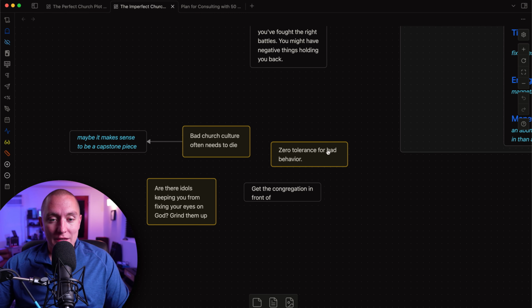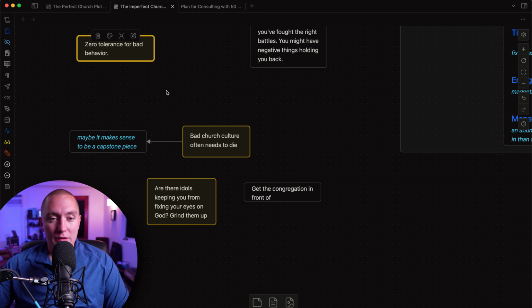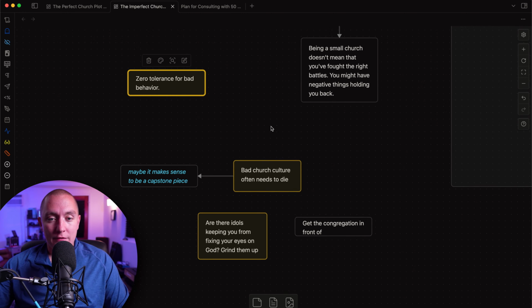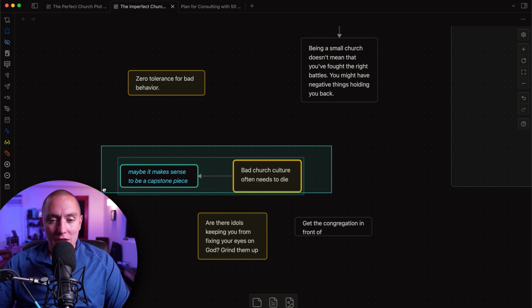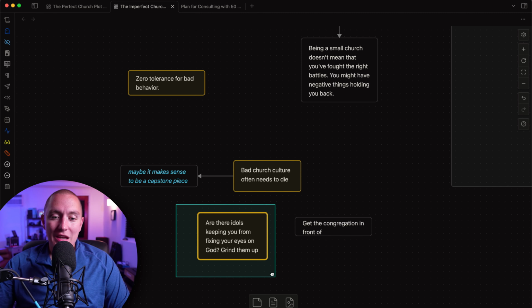Dude, we're going to be tackling three things today. First of all, zero tolerance for bad behavior. I find that small churches, unhealthy small churches, have a high tolerance for bad behavior. Secondly, sometimes bad church culture just needs to die. And finally, are there idols keeping you from fixing your eyes on God?